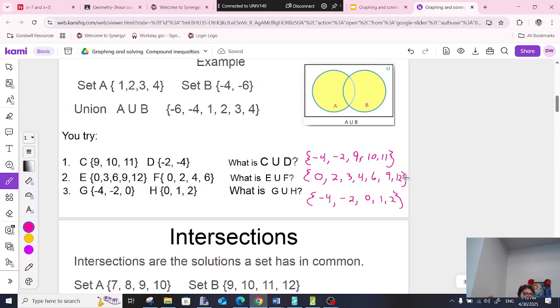Any questions on union? Union just means you combine them all together. So, like a recipe and a cake, you combine everything. You're going to put your eggs, your flour, your milk, everything together.